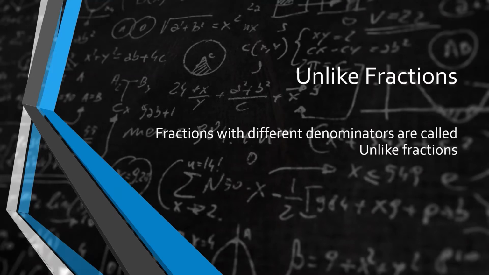We also discussed unlike fraction. The definition of unlike fraction is that fractions with different denominators are called unlike fractions. Let us have a small understanding using an example. Consider two fractions, 2 by 5 and 3 by 4. In these two fractions, 2 and 3 are numerators and 5 and 4 are denominators. So here the denominators are different, 2 by 5 and 3 by 4. So they are unlike fractions. Even 2 by 5 and 2 by 4 are also unlike fractions because their denominators are different.